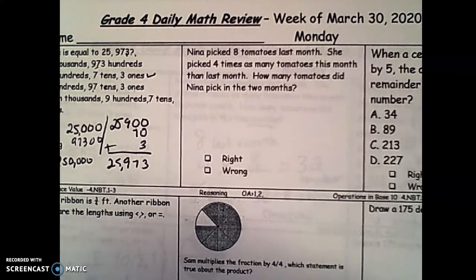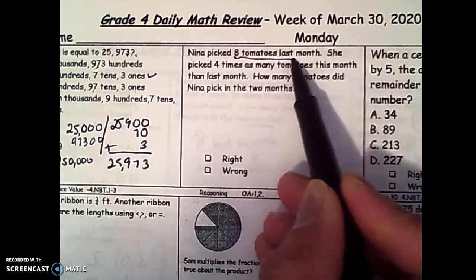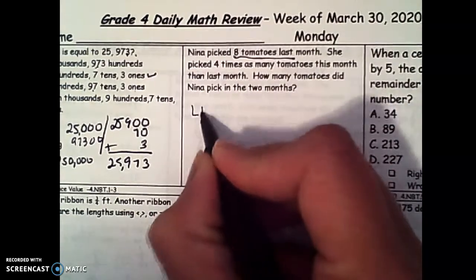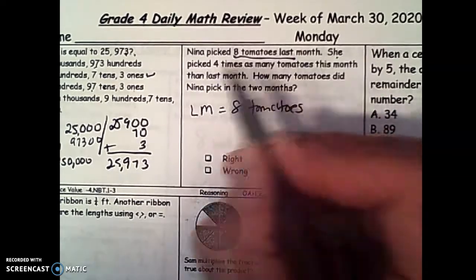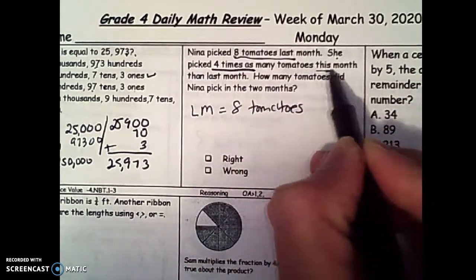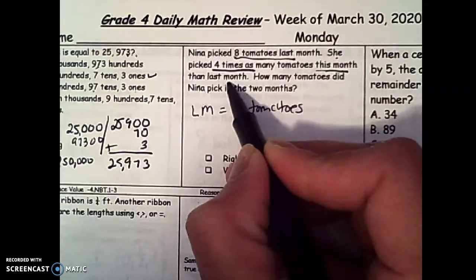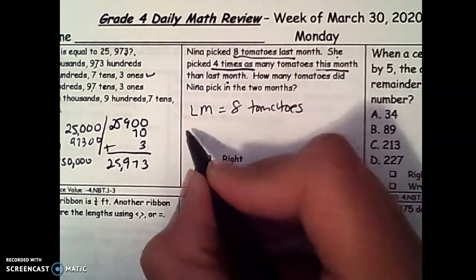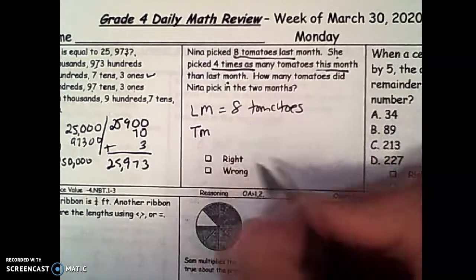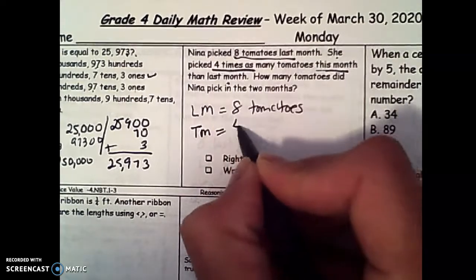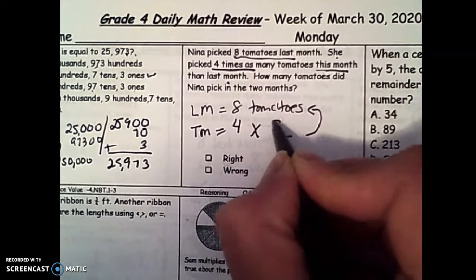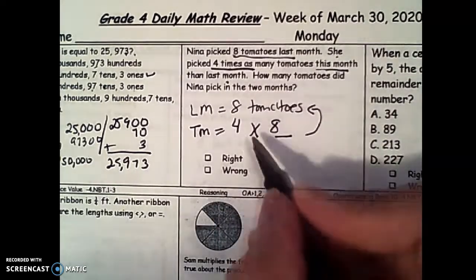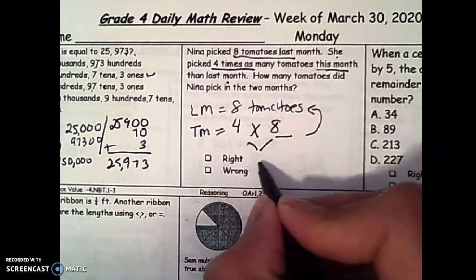All right, so let's go ahead and read it again, and this time we're going to organize our facts. So we have Nina who picked 8 tomatoes last month. So I'm just going to write here, LM, last month, she picked 8 tomatoes. She picked 4 times as many tomatoes this month than she did last month. So this month is already way more than last month. So I'm just going to write TM for this month. This month, it's 4 times as many tomatoes as last month. And we know last month from up here, so we can just write 8. Okay, so if we multiply 4 times 8, that would give us 32.